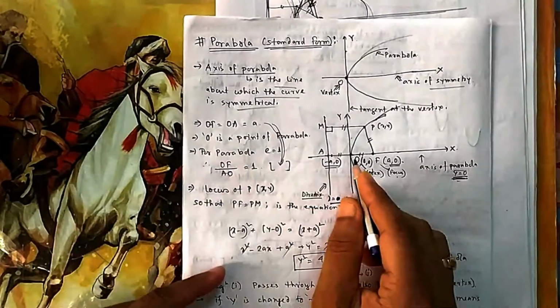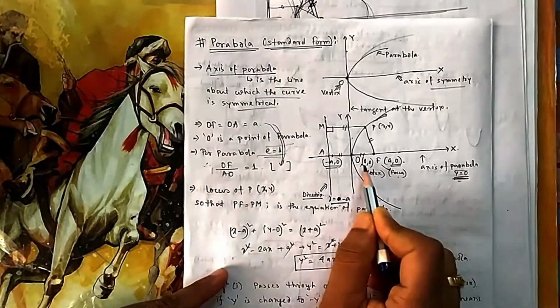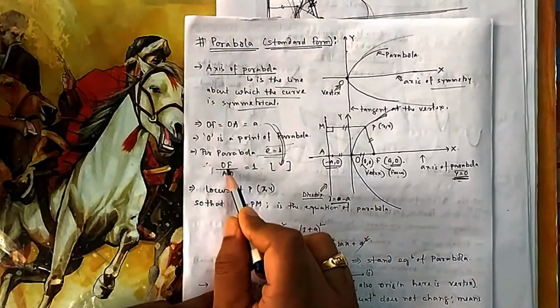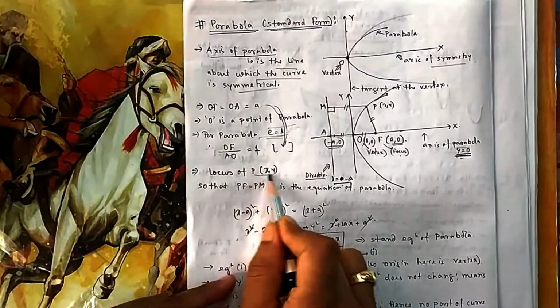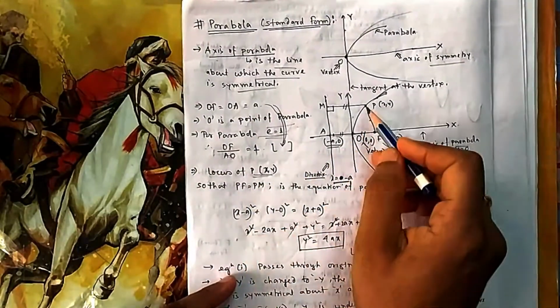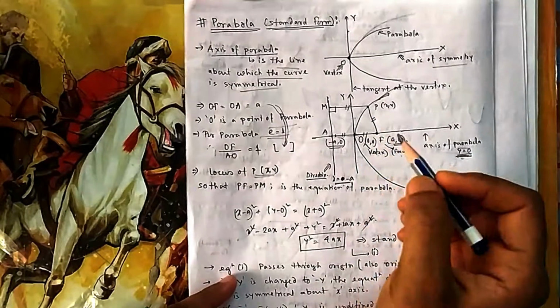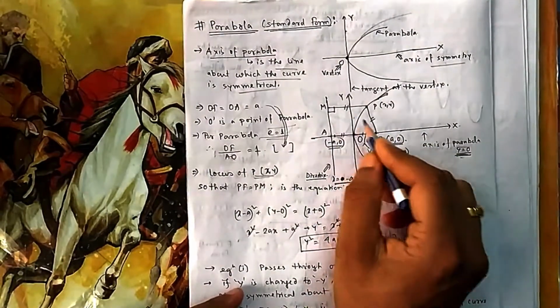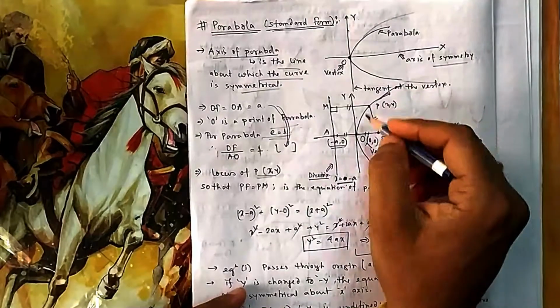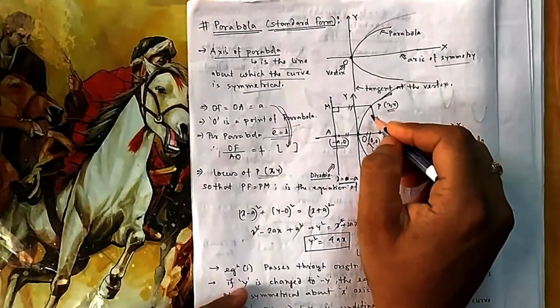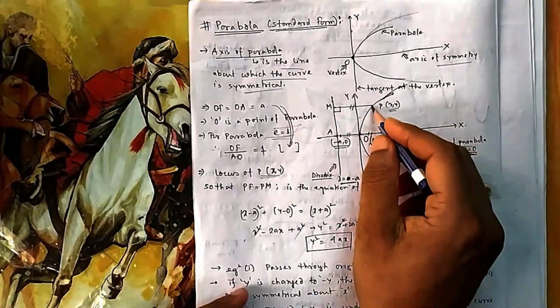So you can say O is a point on the parabola, therefore eccentricity equals 1. So OF divided by OA should be equal to 1. Therefore this side is also OA. So, the locus of the point P(x, y): if I want to find the locus of this point, what is the condition? This distance should be equal to this distance. Let us satisfy that condition, because locus means we need to find the equation in x and y which satisfies this condition.